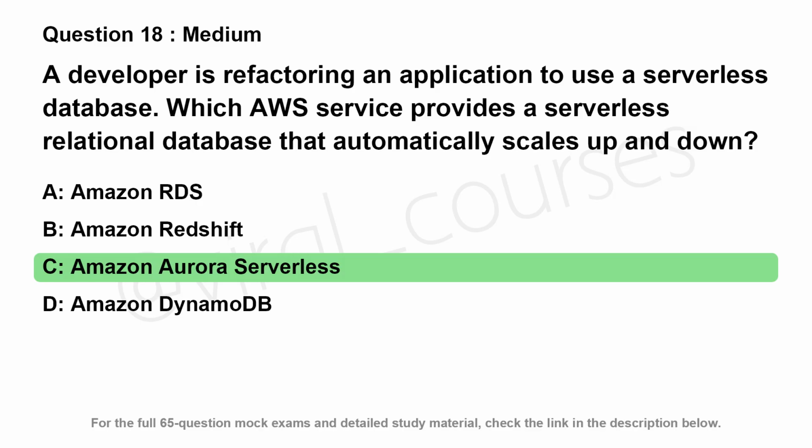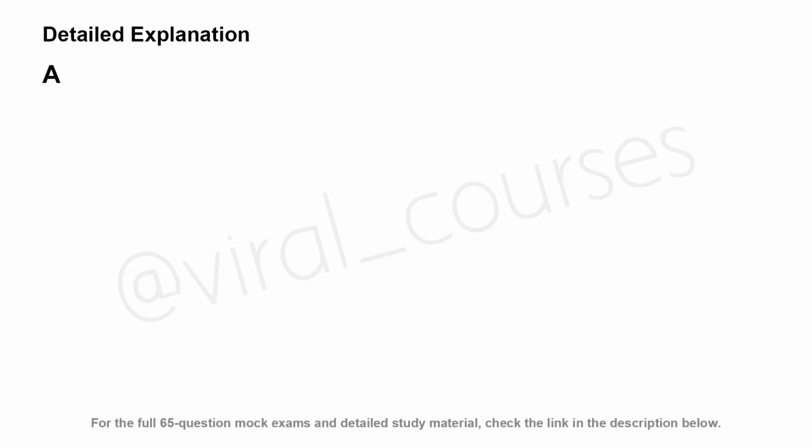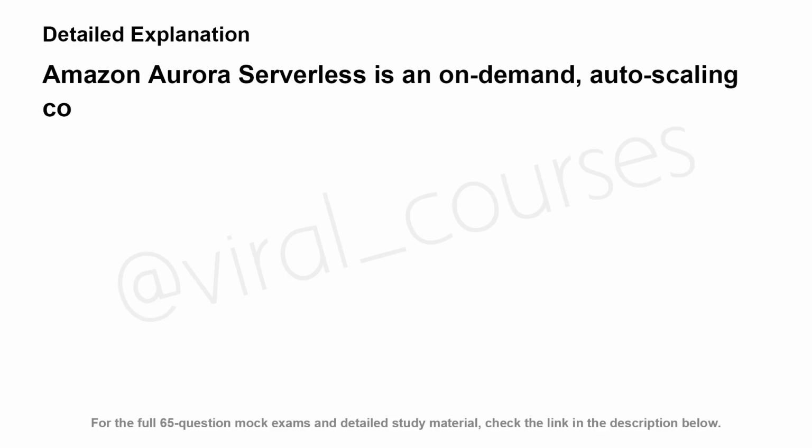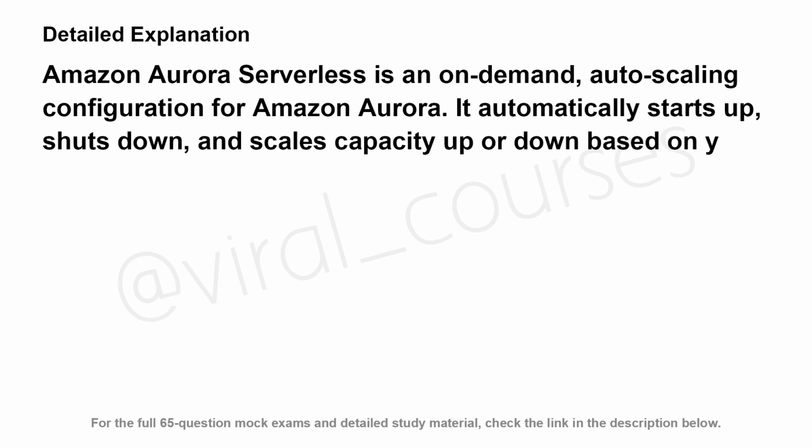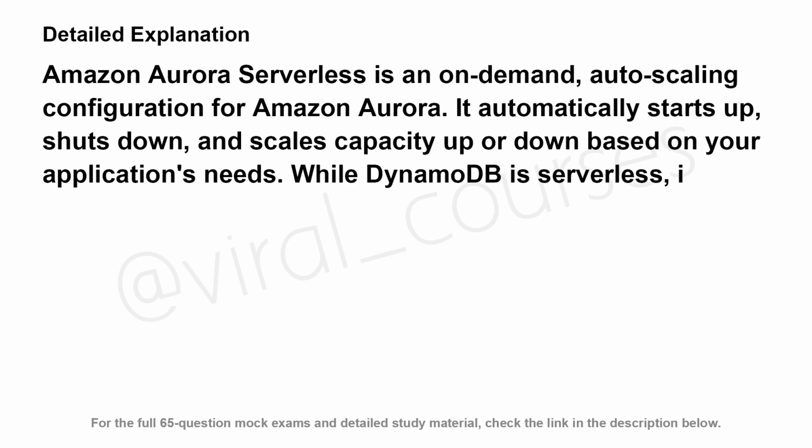The correct answer is C. Amazon Aurora Serverless is an on-demand, auto-scaling configuration for Amazon Aurora. It automatically starts up, shuts down, and scales capacity up or down based on your application's needs. While DynamoDB is serverless, it is NoSQL, not relational.